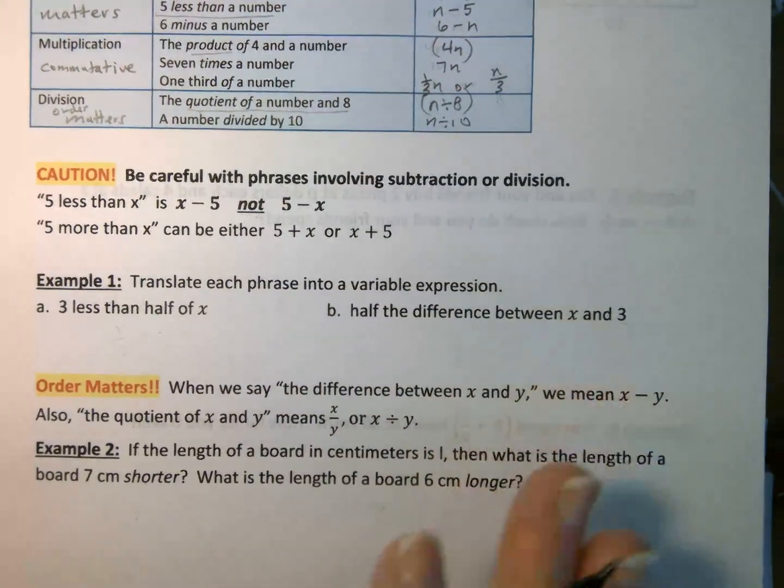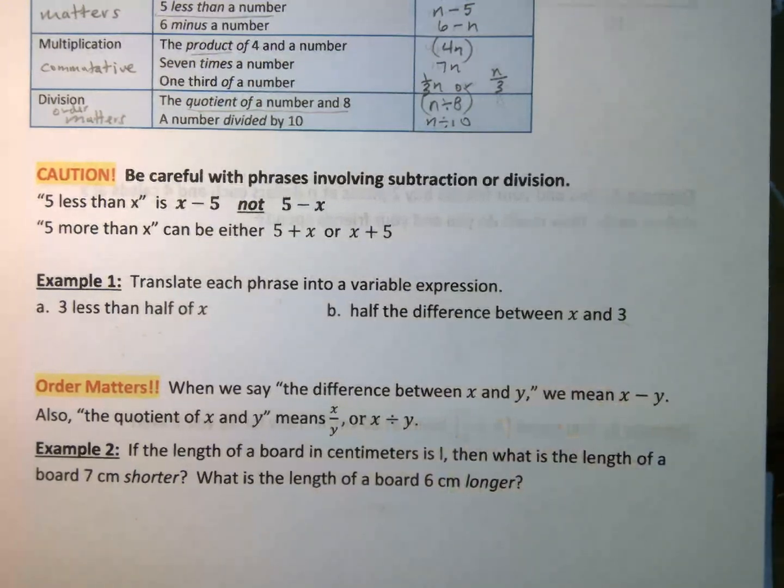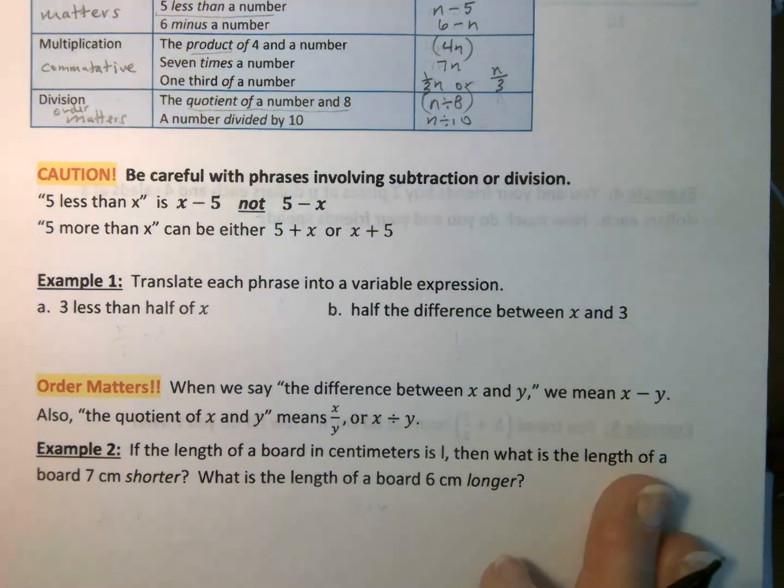Okay, so here's a caution. Be careful with phrases involving subtraction or division. 5 less than x is x minus 5, not 5 minus x. 5 more than x can be either 5 plus x or x plus 5. Remember, addition and multiplication are commutative, so the order doesn't matter. Let's look at our first example.